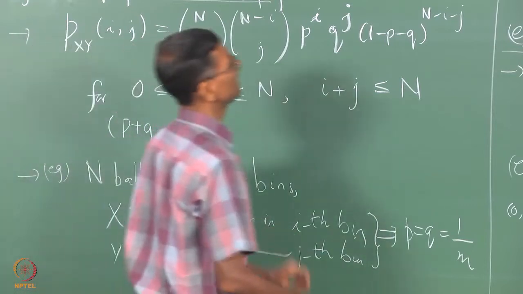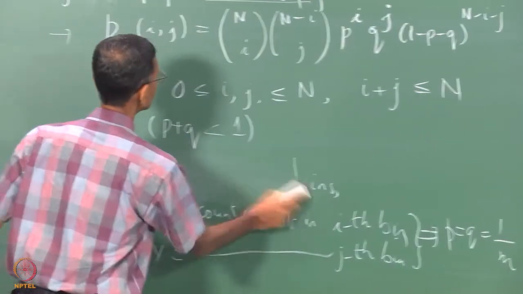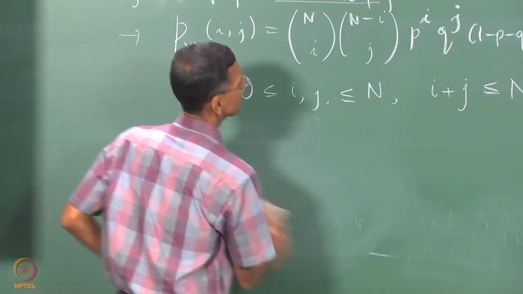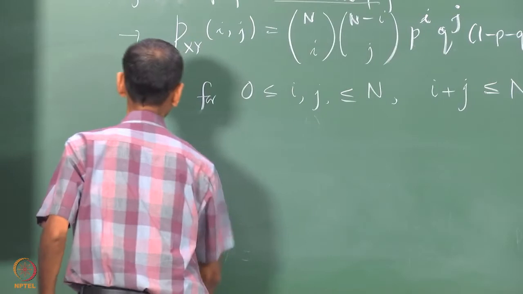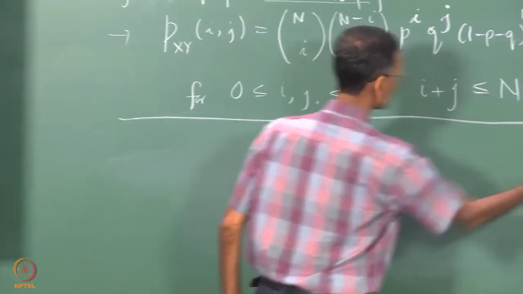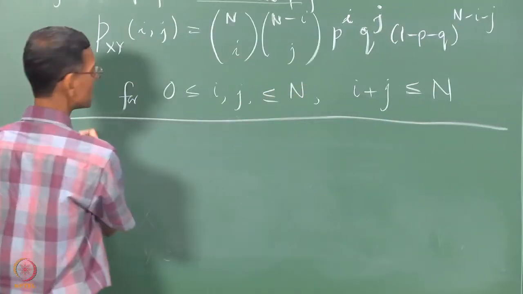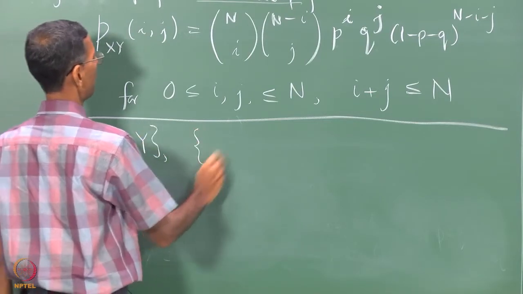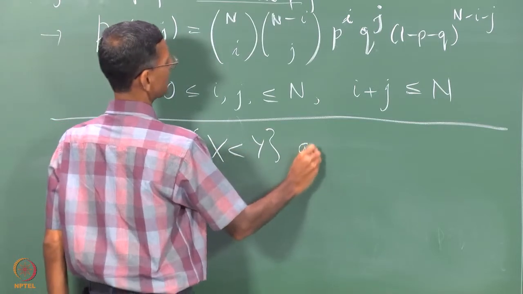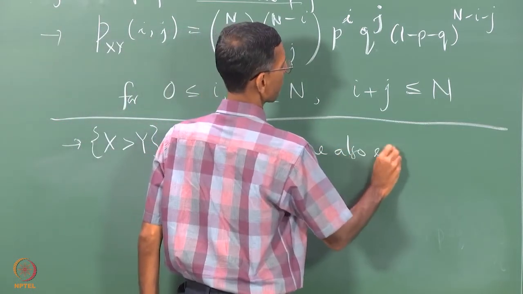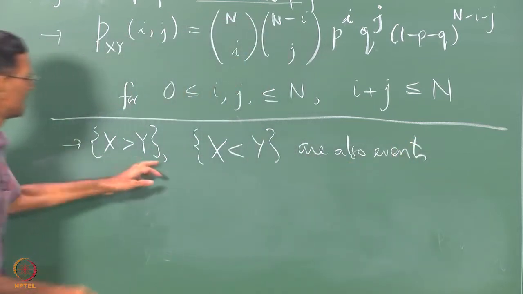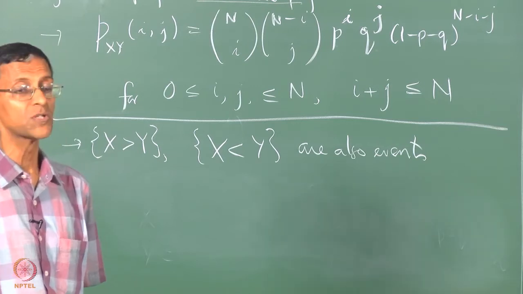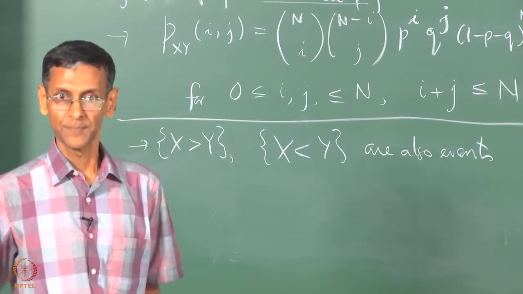Well, let me go here and go from here. The events of interest, right? So you have x greater than y, x less than y are also events, and that is why we write them with the curly brace. The curly brace notation is universally used to indicate events.